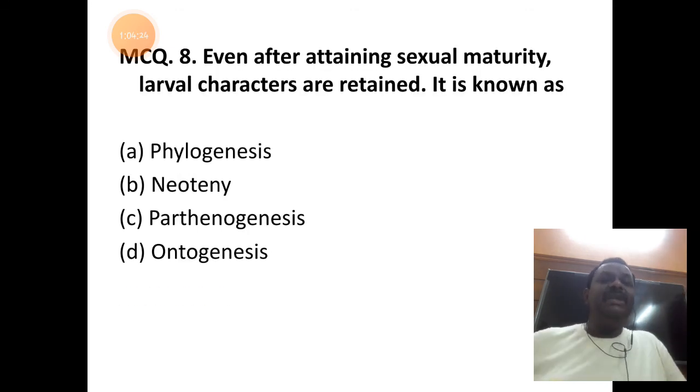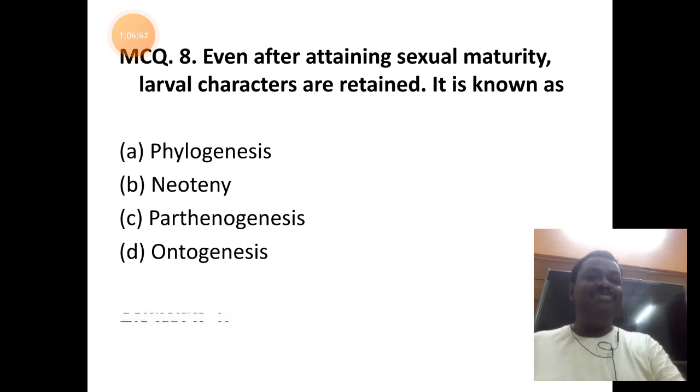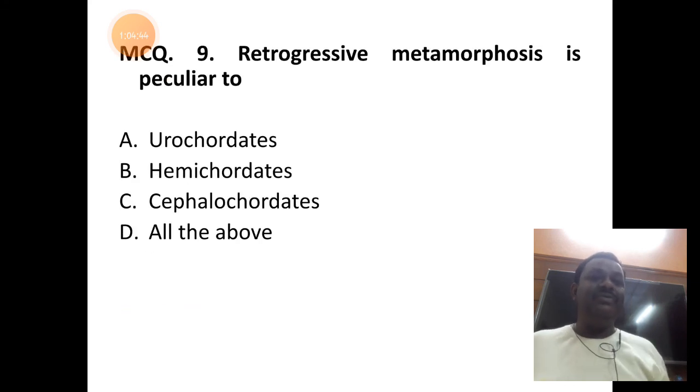Yes. Even after attaining sexual maturity, larval characters are retained. The organism has got sexual maturity, but still the larval characters are seen in it. Otherwise, larvae will show sexually matured characters in them. What is it? It is B, neoteny, as in the axolotl larva. Then, retrogressive metamorphosis is peculiar to which of the groups? It's urochordata, where the ascidian tadpole is seen. So the answer is A.